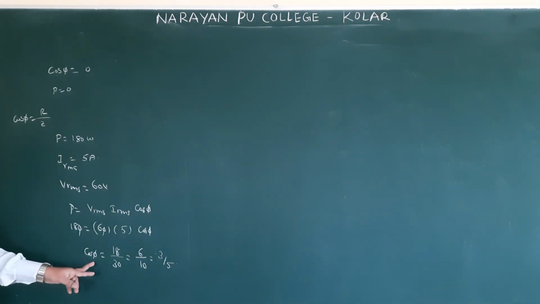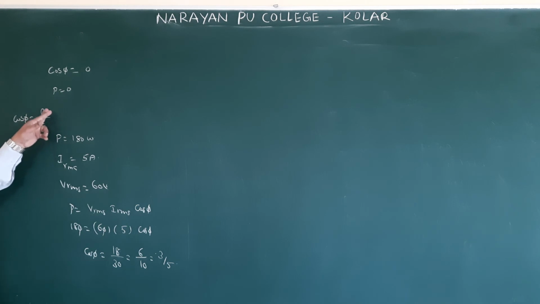We have to find cos phi indirectly, but cos phi is equal to R by Z. Therefore 3 by 5 is the answer. So option 4 is correct.